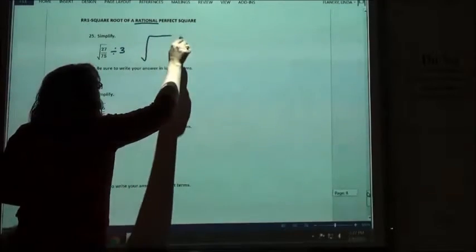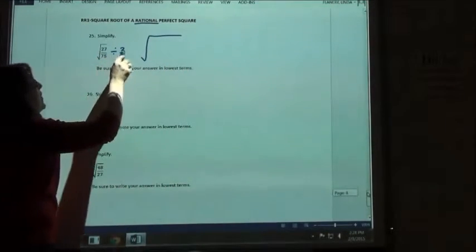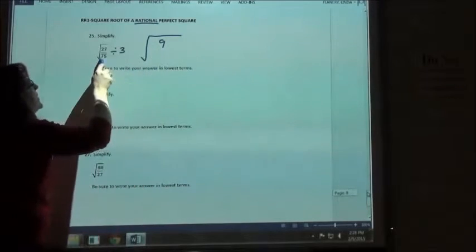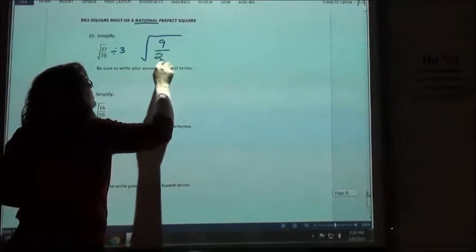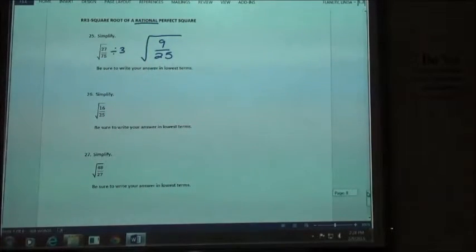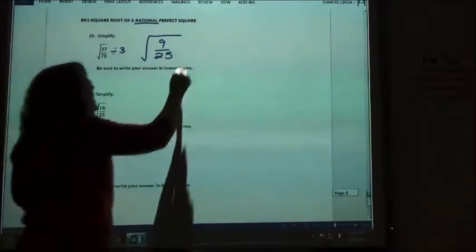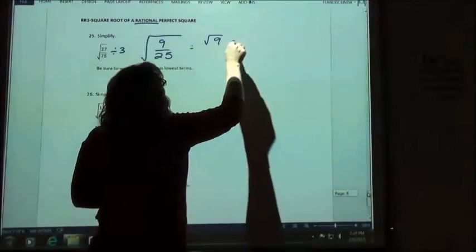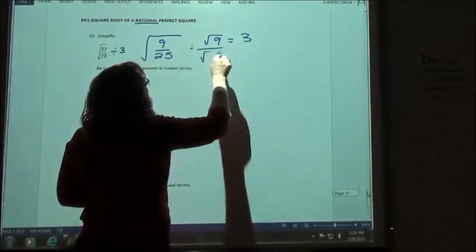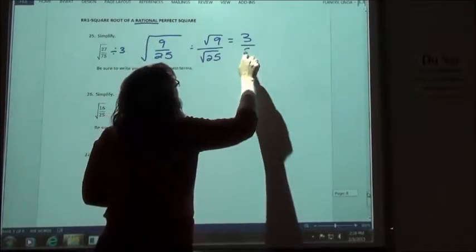The square root is still there. 27 divided by 3 is 9. 75 divided by 3 is 25. Now, if you notice, those are both numbers you can do the square root of. That's what should happen. The square root of 9 is 3. The square root of 25 is 5.